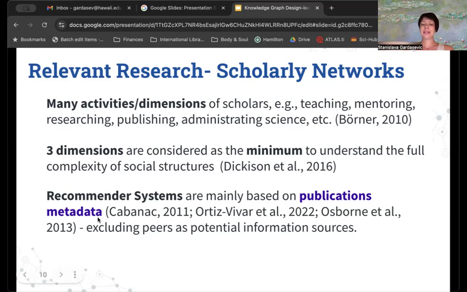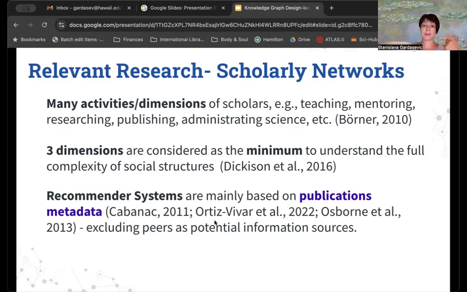Also, these recommender systems that are based on publications take into consideration only a few dimensions. It's often a topic or maybe keyword or publication venue, co-authorship. But they say that 3 dimensions are considered the minimum to understand the full complexity of social structures. So we need more than 3 really to get a better picture of what's happening in one environment.